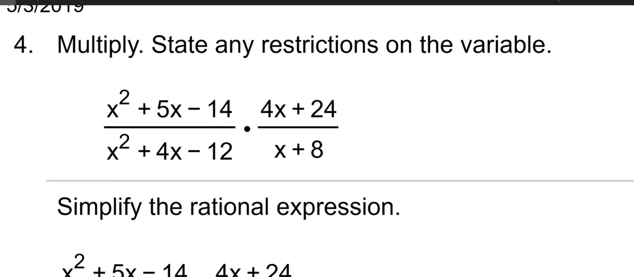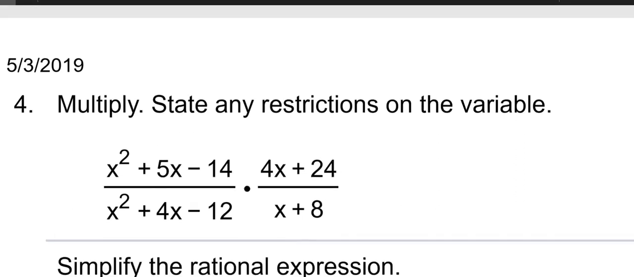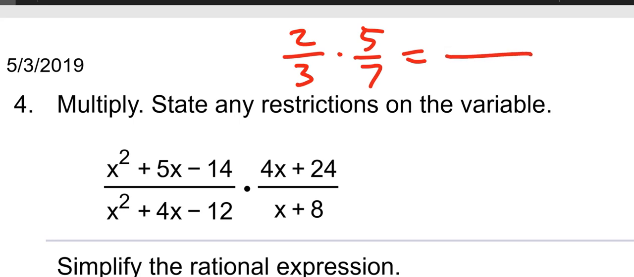Okay, now we're changing from just simplifying to multiplication. Now I'm going to remind you what we did in middle school when we had 2 over 3 times 5 over 7. I'm going to ask you this question. Is this the same as 2 times 5 over 3 times 7? Is that the same? Yes, it is. In other words, when we were in middle school, we talked about how you multiply straight across the top and straight across the bottom.